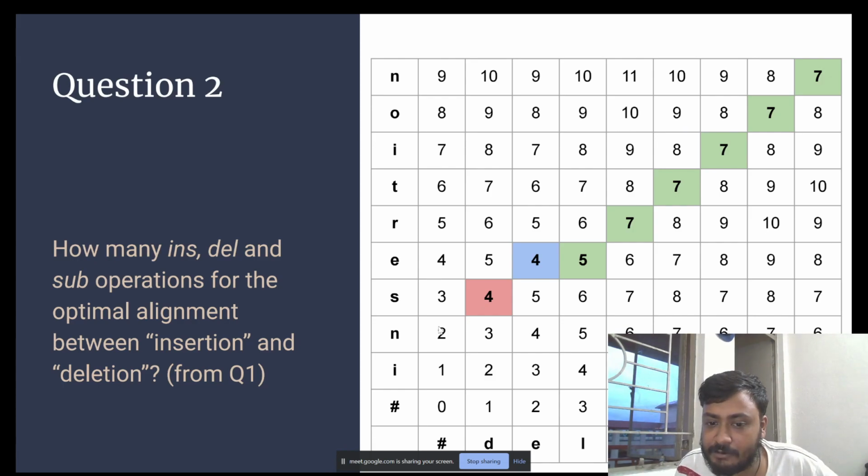we try to use the substitution operation wherever possible, because for optimal alignment, substitution is one operation but you change two characters. The other operations, insertion and deletion, change one character each, so more operations are needed to do the same thing. For example, you can do one deletion followed by one insertion, or you can do one substitution. Both have the same effect, but one substitution costs less in terms of number of operations. So whenever you see they are equal, you go diagonal.